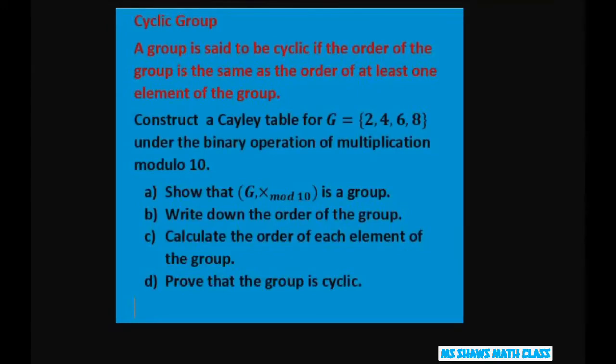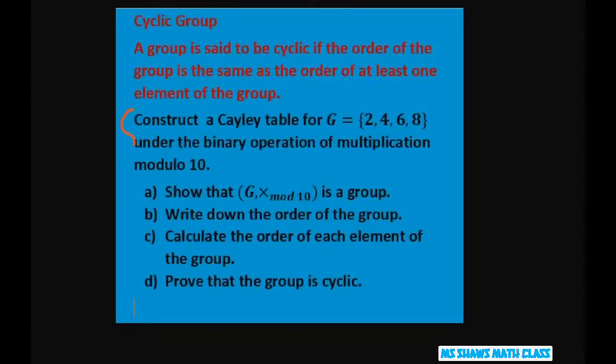Everyone, this is an introduction to cyclic groups. A group is said to be cyclic, meaning it's kind of a cycle, if the order of the group is the same as the order of at least one element of the group. So we're going to answer these questions.